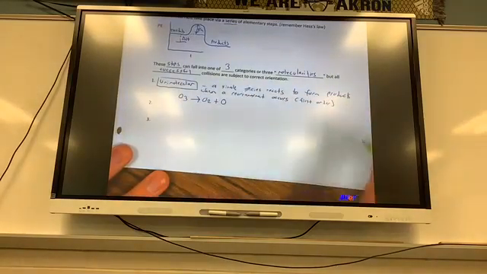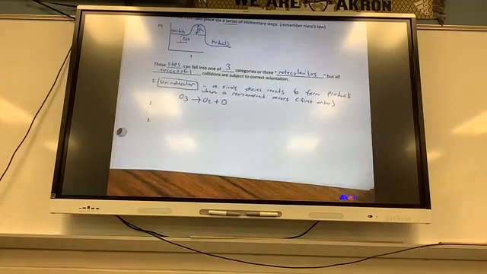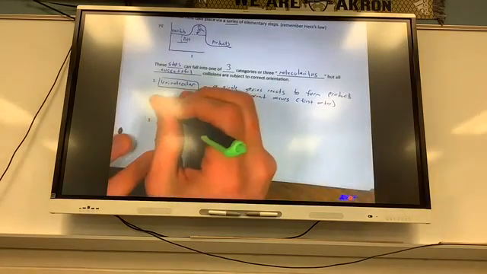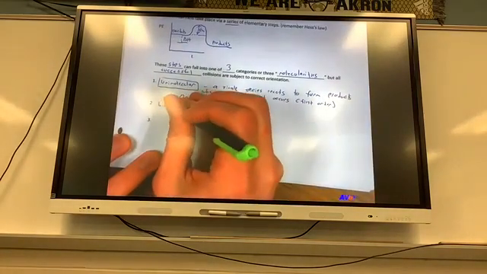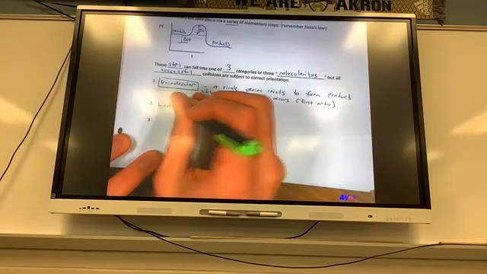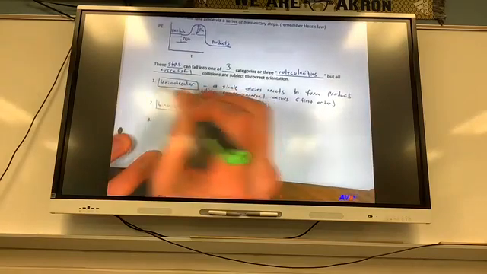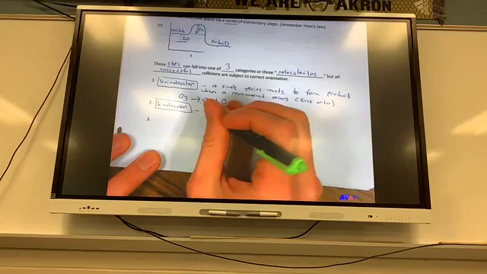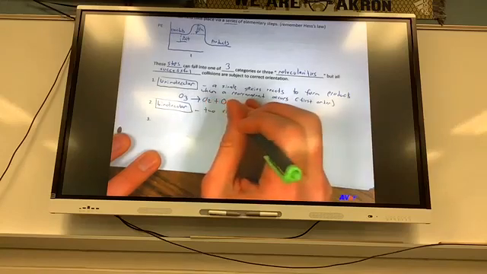The second one, anybody have a guess of what it is? Bimolecular. Guess what this one is? 2 species colliding.